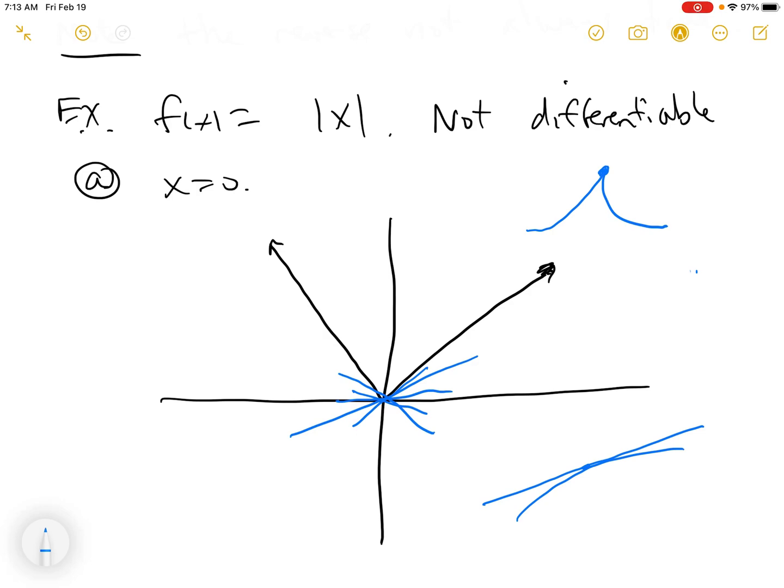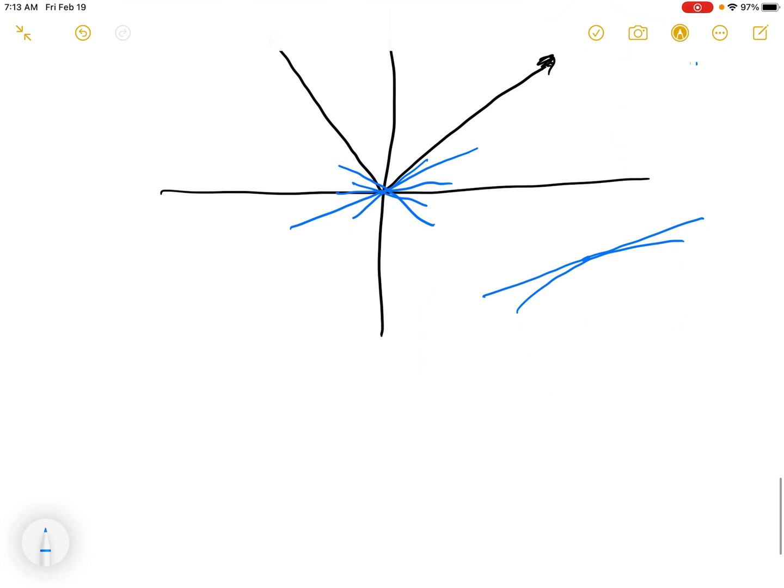All right, here's a guided practice to do when we get to class here in a minute. Find f prime of x for the square root function.